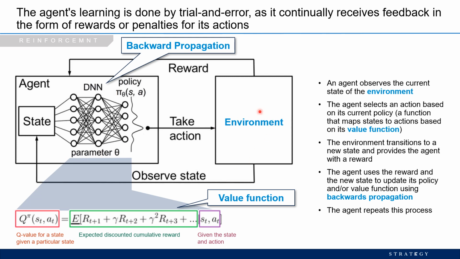When it moves into that state, it will get a reward from that state. It's going to judge the difference in value between the reward that it got from this state and the expected reward it thought it would get from that state.